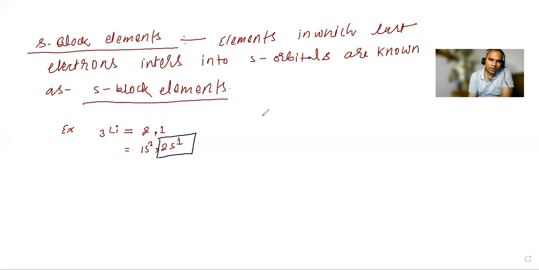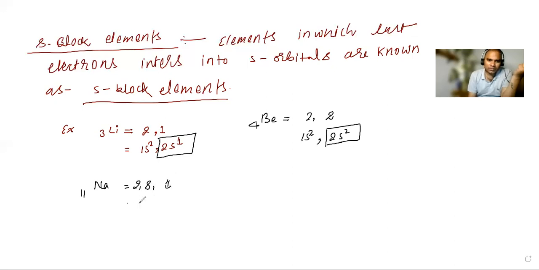If you talk about beryllium, atomic number 4, the configuration is 2 comma 2. The orbital configuration is 1s2, then 2s2. So the last electron enters the s orbital. If you go for sodium, sodium is 11, which means 2 comma 8 comma 1. That is 1s2, 2s2, 2p6, then 3s1. Again it is the s orbital.